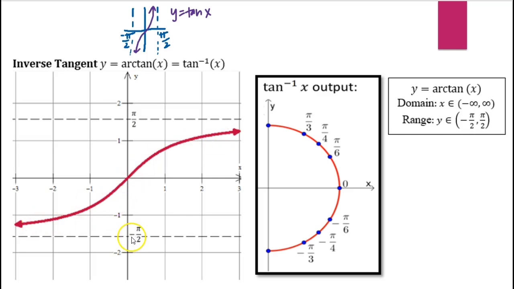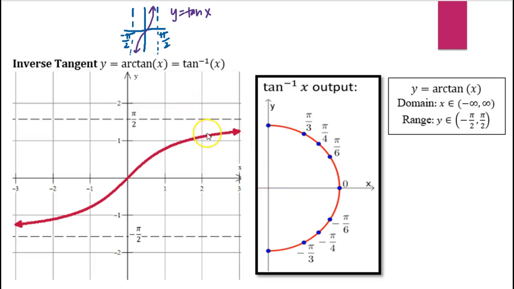It extends from negative pi over 2 to pi over 2 in terms of the range, but we don't include those endpoint values. So when I think about tangent inverse's outputs on the unit circle, notice that pi over 2 and negative pi over 2 are no longer options. Those values won't come out of the tangent inverse function.